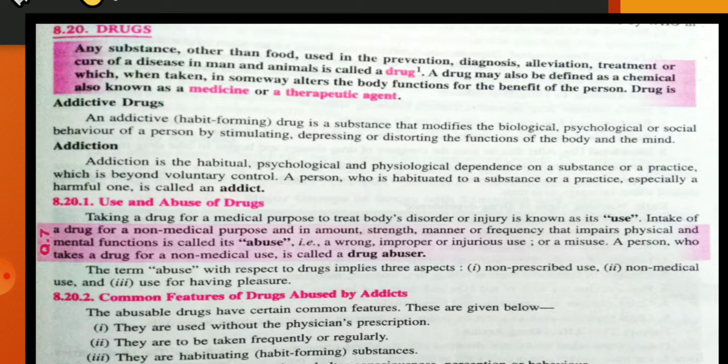So what are addictive drugs? Addictive means habit or habit forming. A drug to which a person becomes addicted is called an addictive drug. An addictive or habit forming drug is a substance that modifies the biological, psychological or social behavior of a person by stimulating, depressing or distorting the function of the body and the mind.